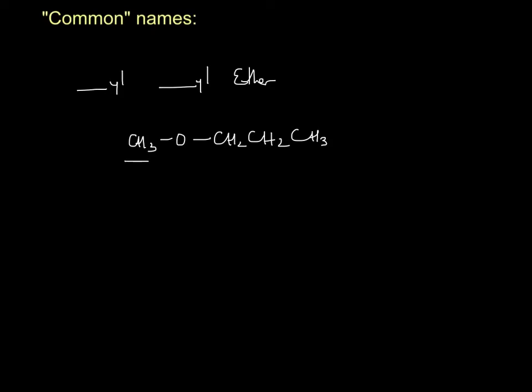As I mentioned in the last slide, the common names are something-yl, something-yl, ether. And that's generally the way that we name ethers. So for instance, if you had a CH3O and then a propyl group, the quote-unquote common name of this would be methyl propyl ether. And that's the way that these are commonly named.